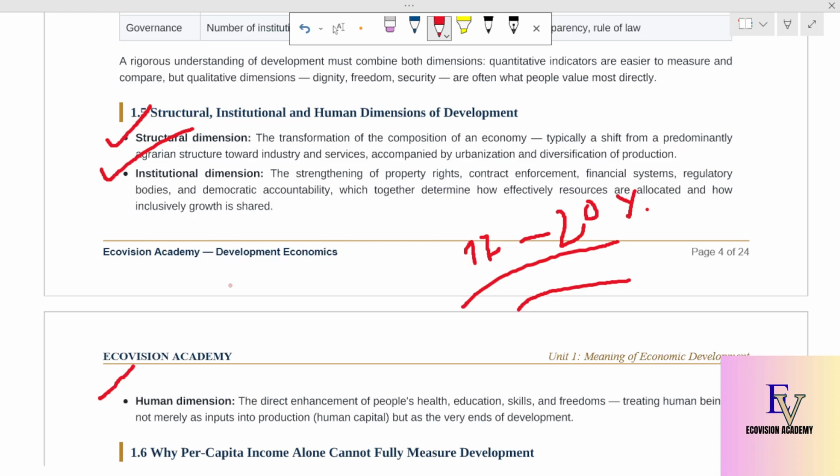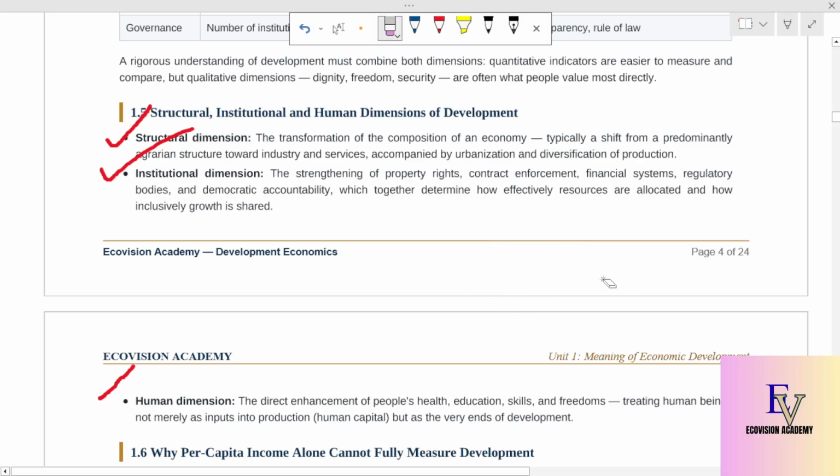But nowadays the country is transforming because there is a structural transformation, moving from the agricultural sector to the service sector or the manufacturing sector. There are also institutional dimensions. Institutional dimensions basically means property rights, financial systems, regulatory bodies, what we call governmental bodies. Whichever governmental bodies we have, we basically have some institutional dimensions.